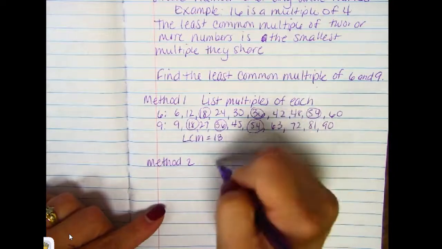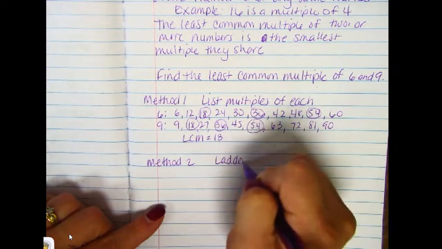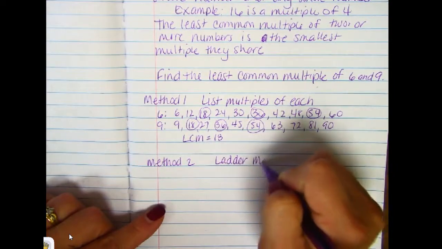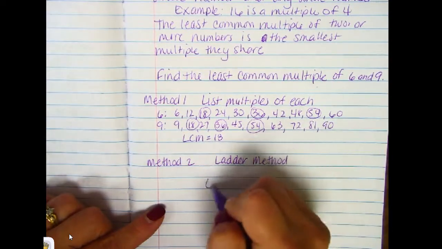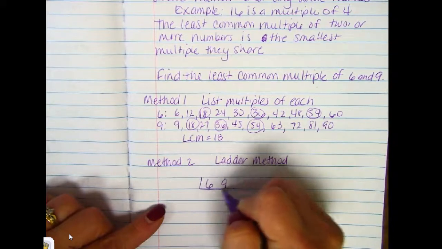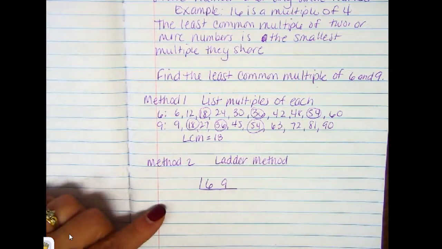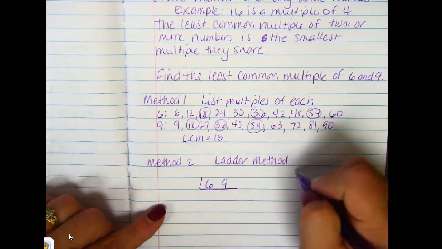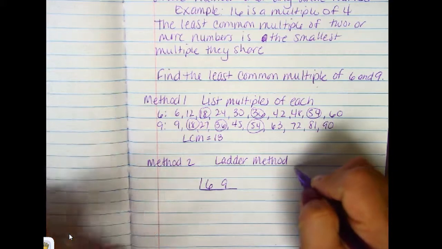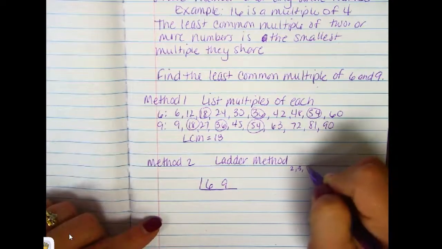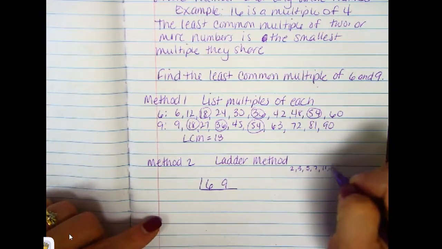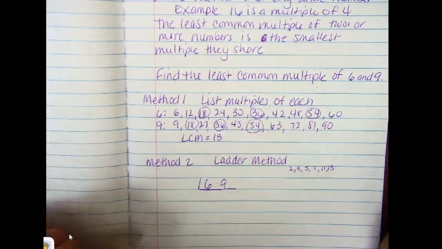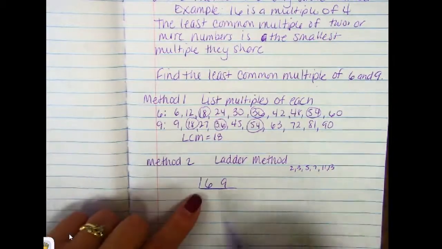And I'm going to call this the ladder method. It's just like we did yesterday with the GCF. And we're going to take both of the numbers and write them down, 6 and 9. And we're using the prime factorization again. So again, if you need to, write down some of the first prime numbers that we'll need to use. 2, 3, 5, 7, maybe 11, maybe 13. Okay, we probably won't go that far. But I'm going to start with 2.